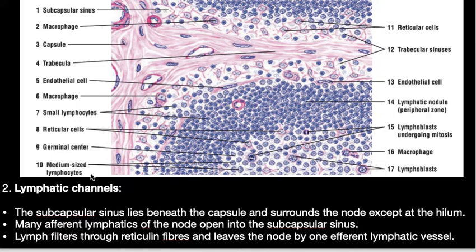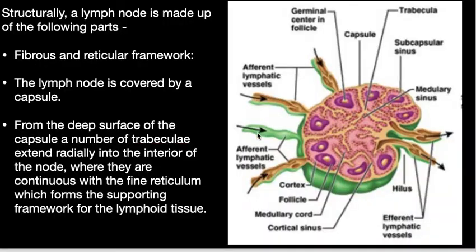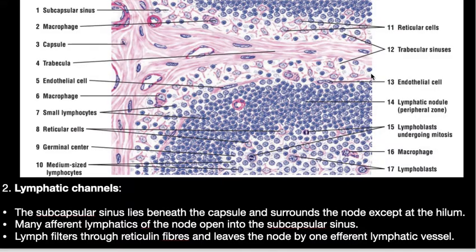Here, the lymphatic channels, what are they? Right. So you saw that the afferents are coming from the periphery. Now these afferents are coming in from the periphery and draining into this part called the subcapsular sinus, which is shown in greater magnification in the next picture here. This is your subcapsular sinus beneath the capsule, right? And is surrounding the node except at the hilum. So many afferent lymphatics of the node open into the subcapsular sinus.